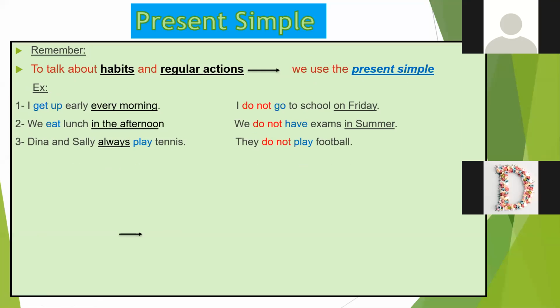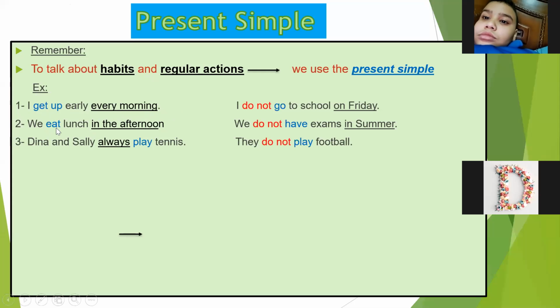Who can tell me? With he, she, it, in the present simple, I will put S or ES or IES. Okay, let's see the first example. I get up early every morning. Okay, this is the verb, I get up. And this is the key word, every morning.